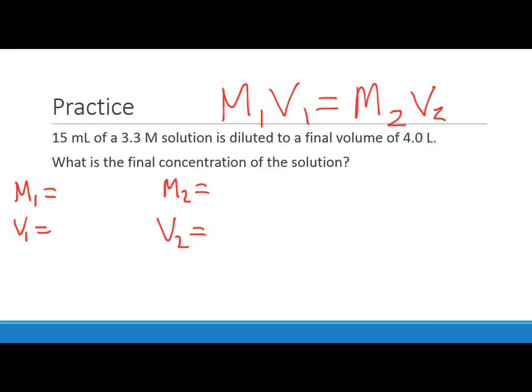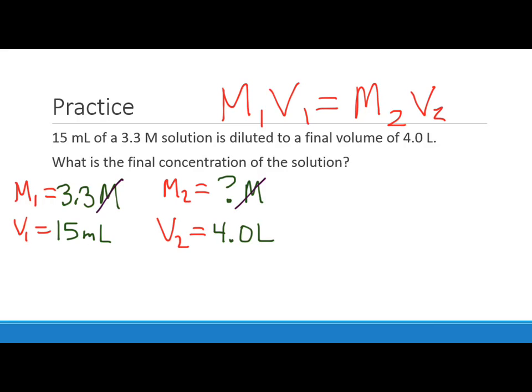It says that we have 15 milliliters, so our initial volume is 15 milliliters, and it's of a 3.3 molar solution. And we're diluting this so that the final volume is now 4 liters. And I want to know what's the final concentration. So, it looks pretty straightforward. Notice, though, that I have molarity for my initial concentration, so my final concentration also has to be in molarity so that the units will cancel. If they were in millimolar or picomolar or something, that's fine as long as we're consistent yet again.